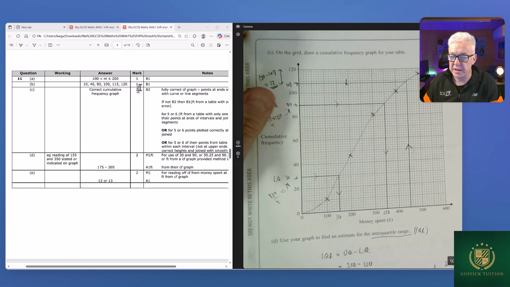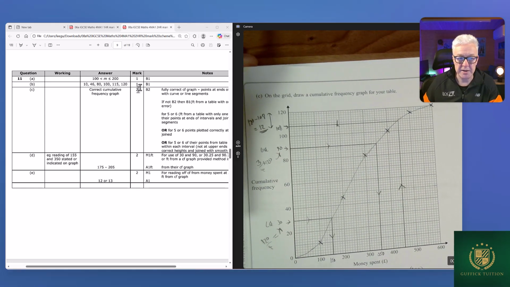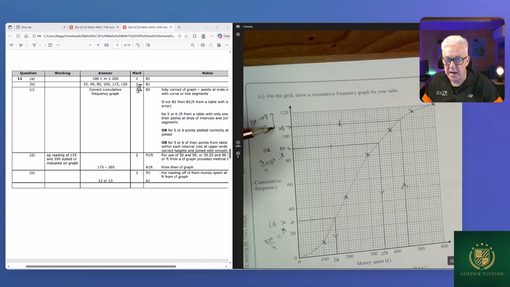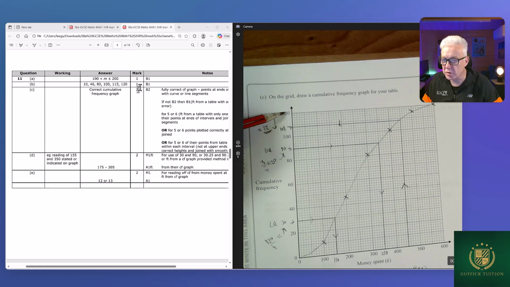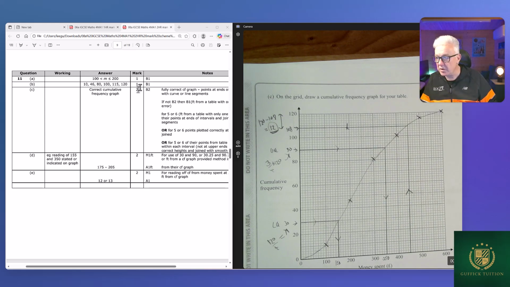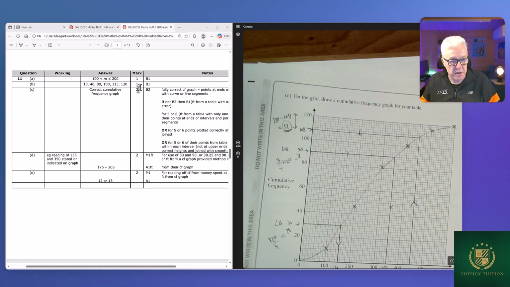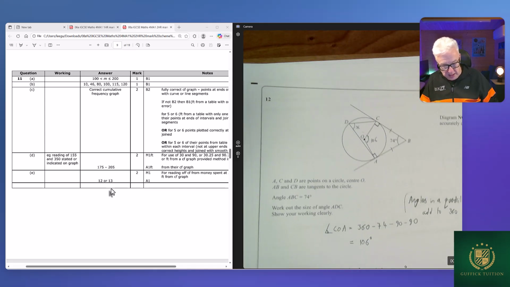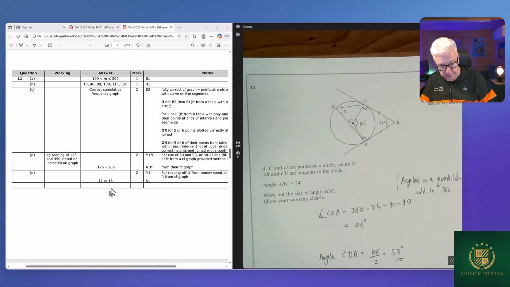Now, a common error at this point is students would write down that as the answer. But the answer is not 108 because it's how many families spent more than £450. So we're interested in this portion here between here and the top of the graph. Okay, so we're at 108, it goes up to 120, so that must mean that there were 12 families who spent more than £450. Now again, you can see that the mark scheme says 12 or 13, so there is a little bit of a margin of error there, that they will allow you to have a slightly different value.